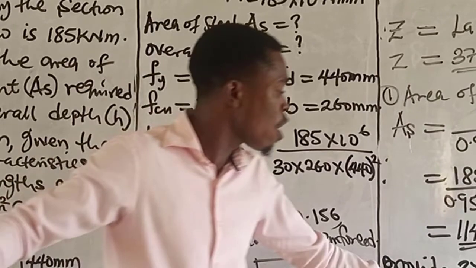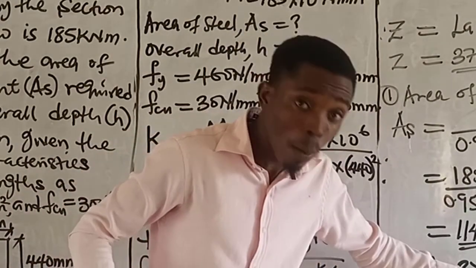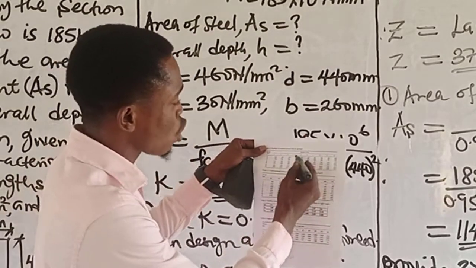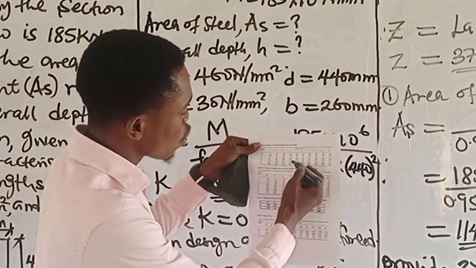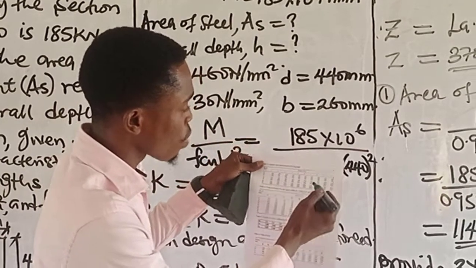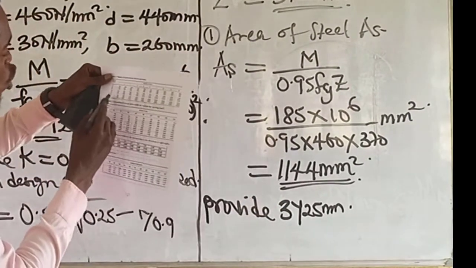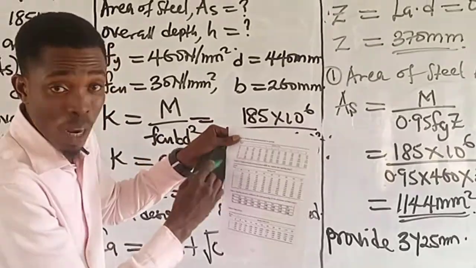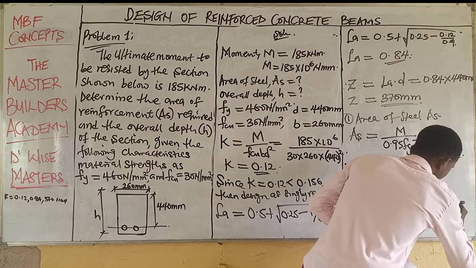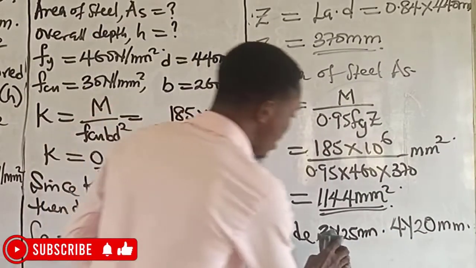So now I decide to use 4Y. You discover that at the end, the diameter of the bar will not be up to 25. Now let's check that out. If you come to the same table and trace down under 4, you will see that you have a place where you have 1260. And 1260 is greater than this value. When you trace it, you discover that it is under 20, so this gives us 4Y20 millimeters.